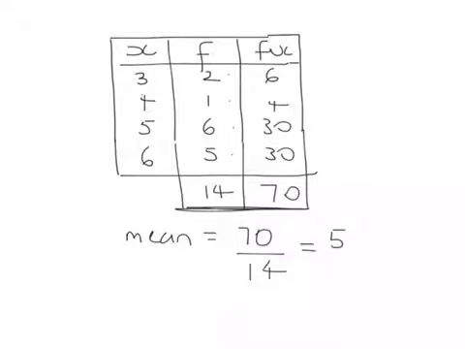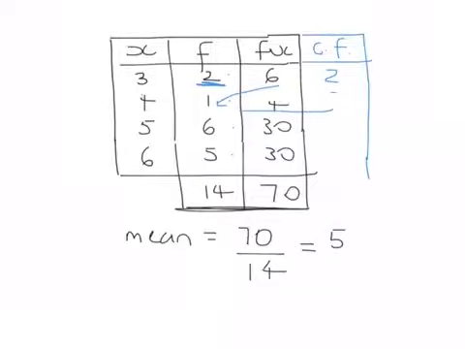Now sometimes you might be asked to put a different column at the end. And this is called the CF column, the cumulative frequency column. So that's where you have a running total of the frequencies. So 2 would go there, but then we have to go up and add 1 to it. So that would be 3. Then we add 6 to it to get 9. Then add 5 to get 14. This number here should be the same as that number there. And this column would help if you had to draw a cumulative frequency histogram. And I think that's all you would need to know for data.